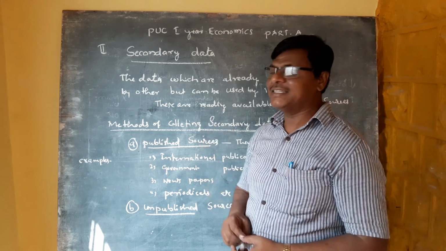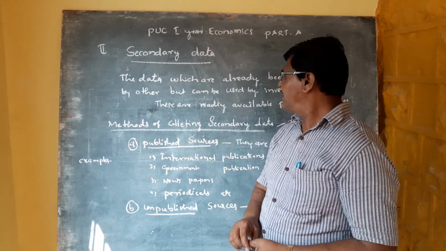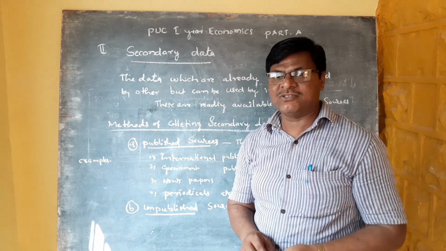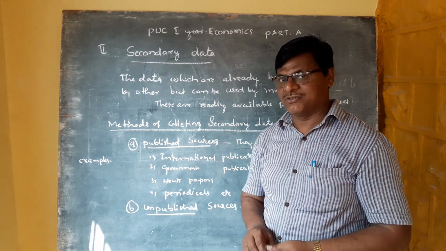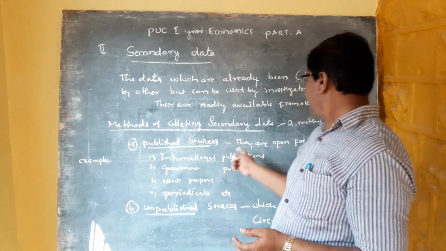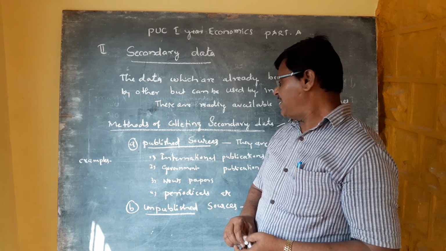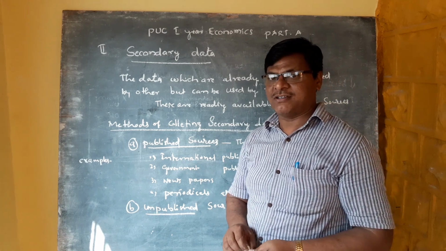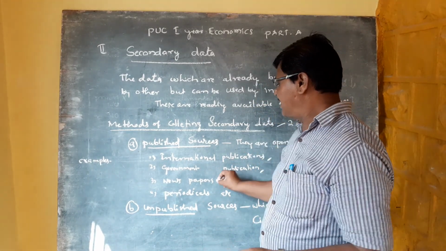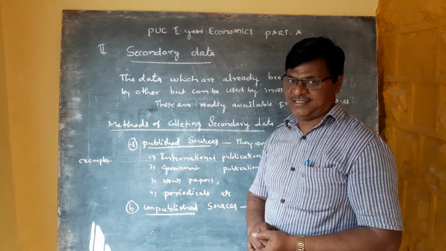Now we shall study the methods of collecting secondary data. There are two methods, namely published sources and unpublished sources. Published sources means they are open for circulation. Examples of published sources are international publications, government publications, newspapers, periodicals, etc. All of these are published sources.